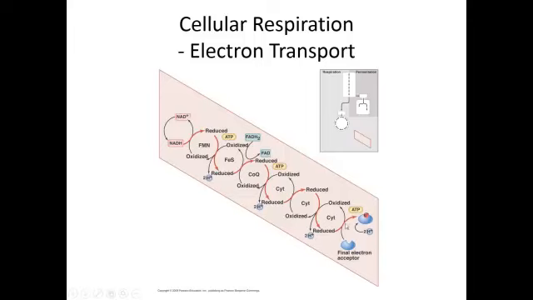Now this last electron is worn out. It doesn't have any more energy, so we have to get rid of it. So we have what's called a final electron acceptor that's going to grab that electron. In the process, it's going to grab some protons, further reducing the concentration on this side of the membrane.